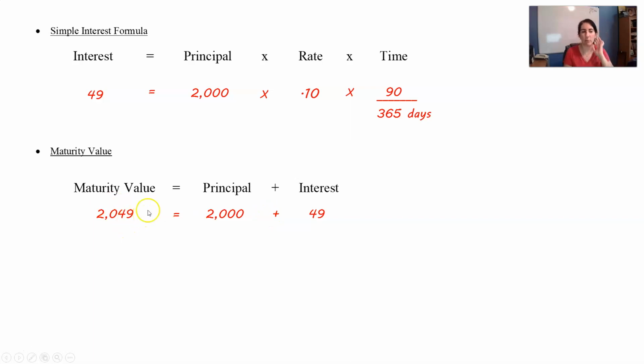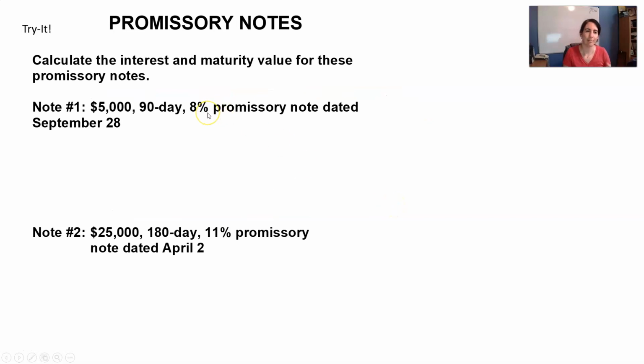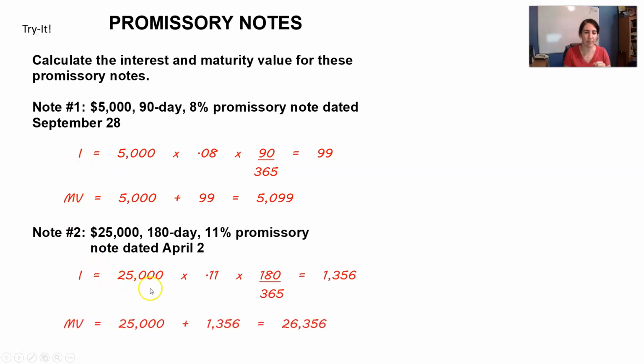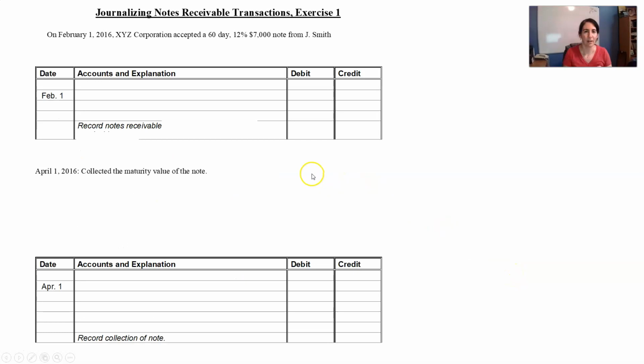Okay, just to get you comfortable with the terminology a little bit. All right, so I have you doing a try it. I'll pause, try these, and then we'll come back. All right, so interest, maturity value. Hopefully you got there. Okay. I think I might pause us and go on to one more video just so I don't have to scrunch this at the end.